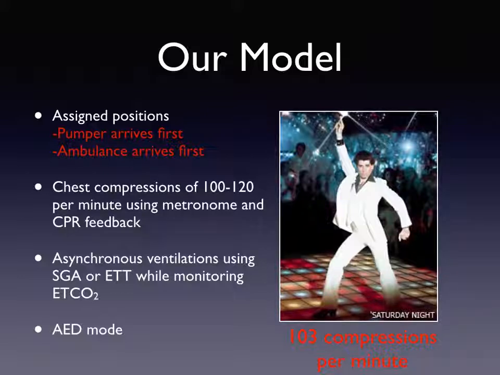Does the ambulance arrive first? Or does everyone get there together? Now, we're going to perform chest compressions of 100 to 120 per minute. That changed in 2015 with the new ACLS guidelines. They increased the number of compressions per minute from 100 to 120, or somewhere in between 100 to 120.